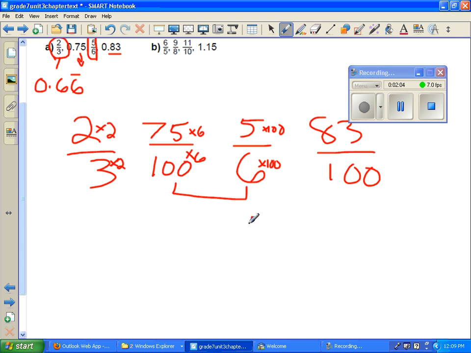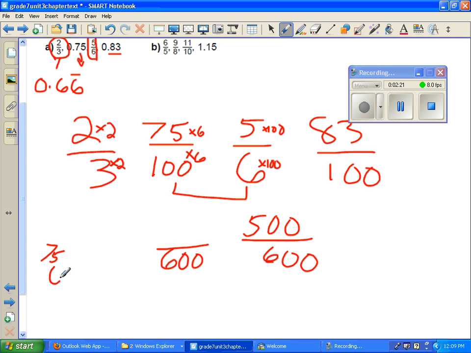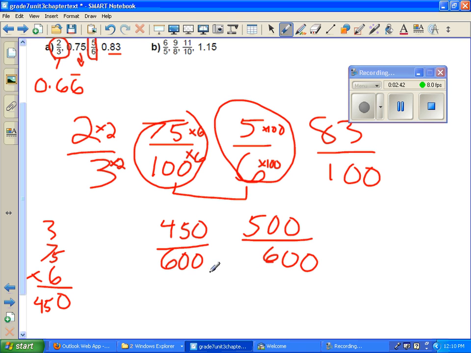You'll end up with 500 over 600. And then you will end up with 6 times 75. Well, we know the bottom number is going to be 600. And then we need 6 times 75. So 75, and we're going to times it by 6. 6 times 5 is 30. 7 times 6 is 42, 43, 44, 45. So it's 4, 5 there. So we have 450. Now it looks to me like they're in the same place. So we've just changed these two to the same bottom number, same denominator.